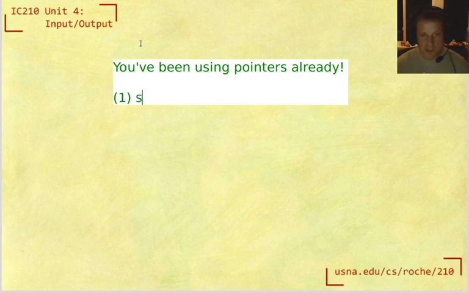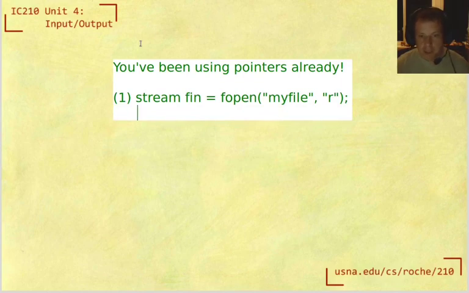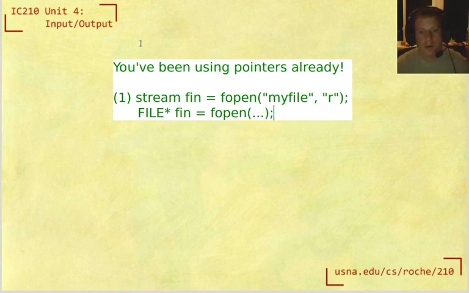The first one is the type stream. When you have something like stream fin equals fopen my file for reading, the stream is not actually a built-in C type. The real type there is file star. So anytime you're using stream, you can actually just use file star. It's a pointer to a file object. What's in that file object actually doesn't matter to us as programmers, but the way C works is that it treats every stream, including standard in and standard out, as pointers to these file objects.